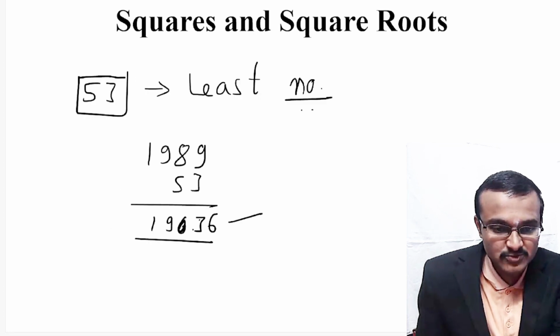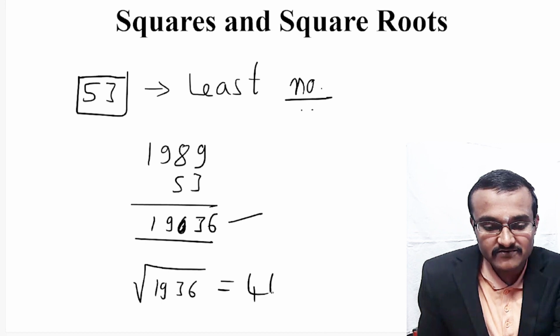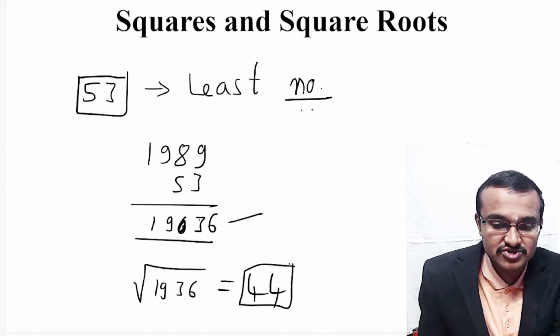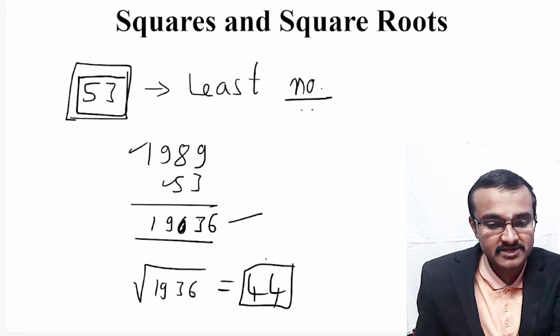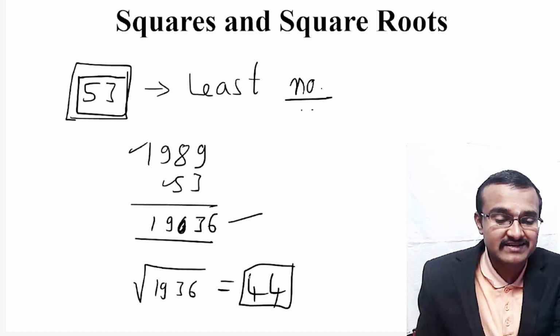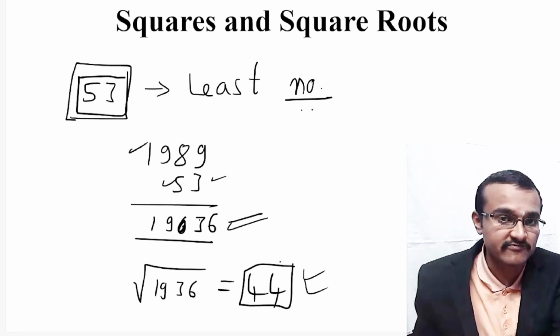So here whatever perfect square you have got, 1936, if you take square root of that, you are getting 44. So the least number which you should actually subtract from this 1989 is 53. So that is the answer for the first part of the question. And you should actually find the square root of the perfect square which you will get when you subtract this particular number. So that is 1936. So 44 is the answer. Square root of 1936 is 44.